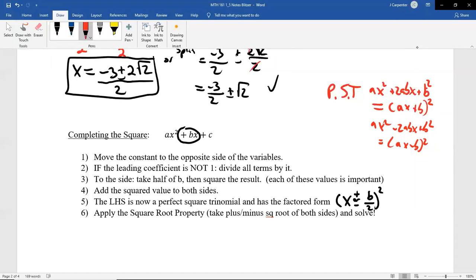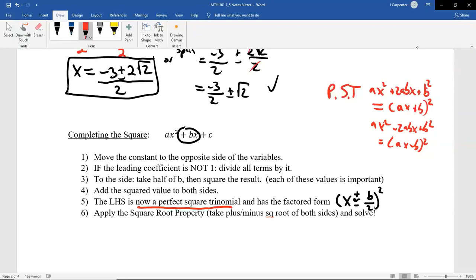Besides just this automation right here. This is automation. You will not have to think about factoring. It is always going to be one of these. And it's always going to be just an x in the first spot, a plus or minus based on the original sign of the middle term, and then the halved number. That's what this is saying here. This is the halved number.